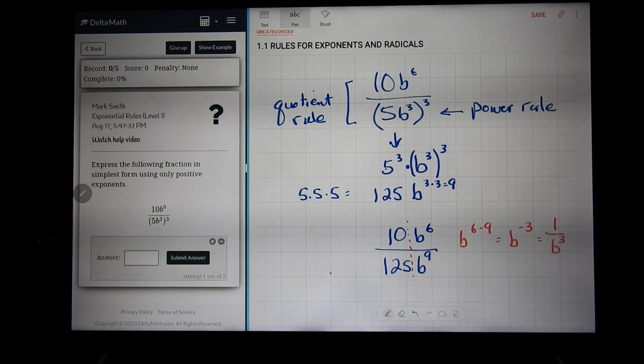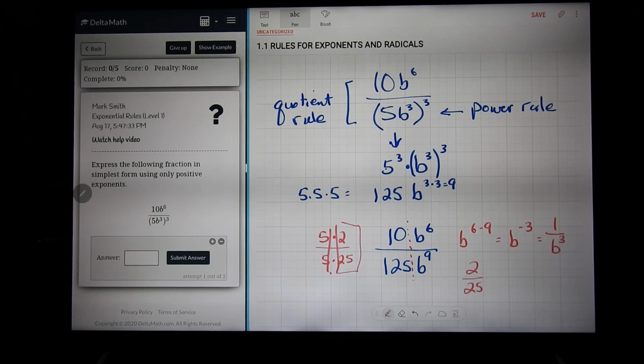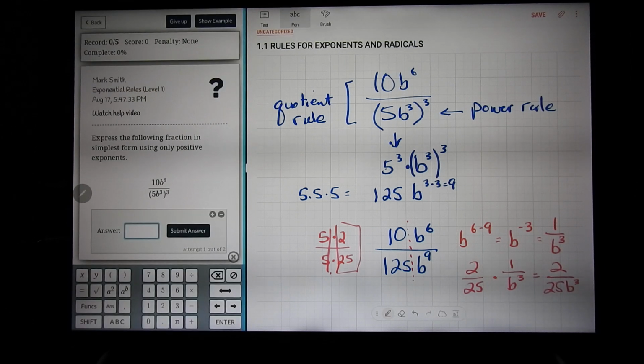Now we go back over to our other side, and it looks like we can take 5 out of each one of these. 5 times 2, and 5 times 25. The 5's cancel out. So this side we simplify to 2 over 25. And now we have 2 over 25 times 1 over b to the 3rd. That's 2 over 25b to the 3rd. Boy, for our first problem, that was kind of a crazy one.